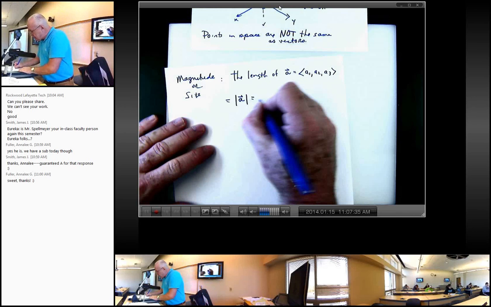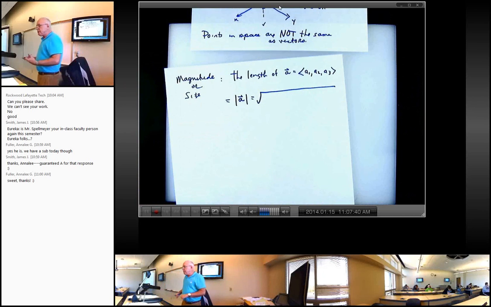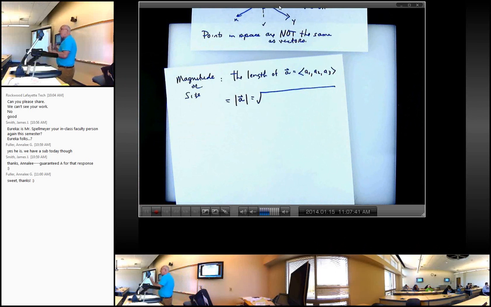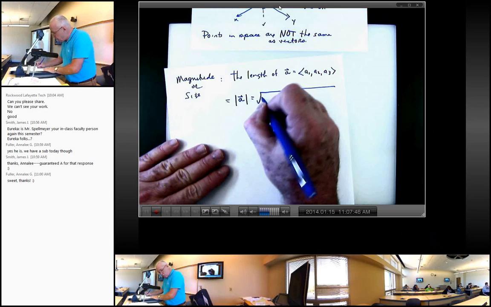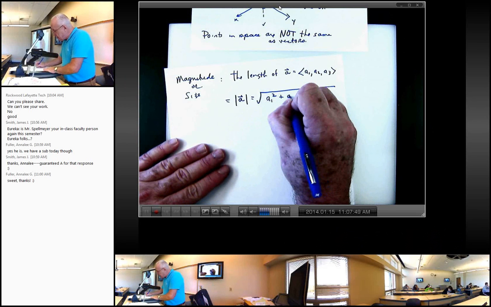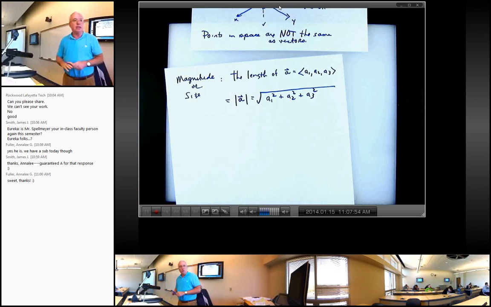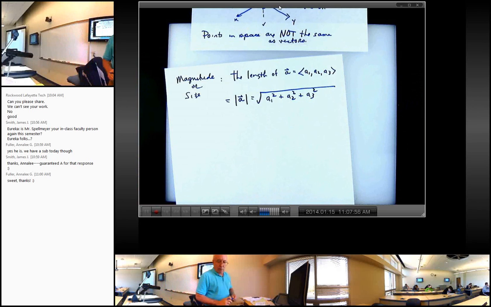Now, what does this actually equal? It's basically going to be the distance of that point from the origin. So it's going to be the square root of the first component squared plus the second component squared plus the third component squared, all under the square root radical.